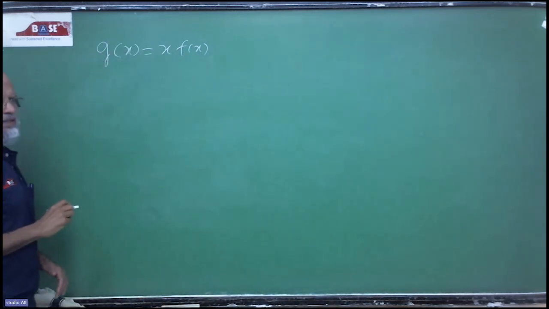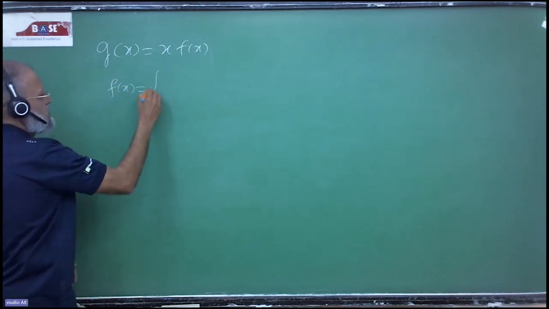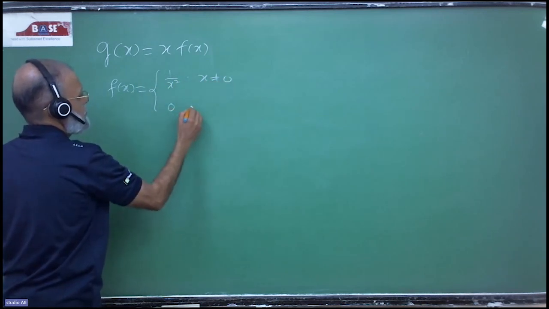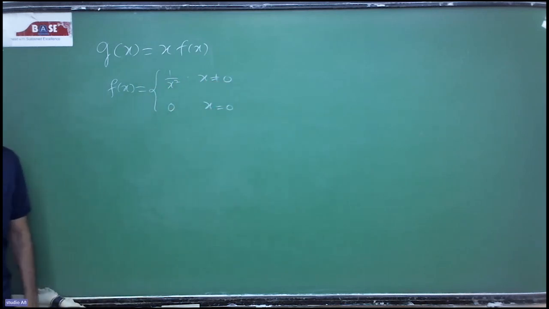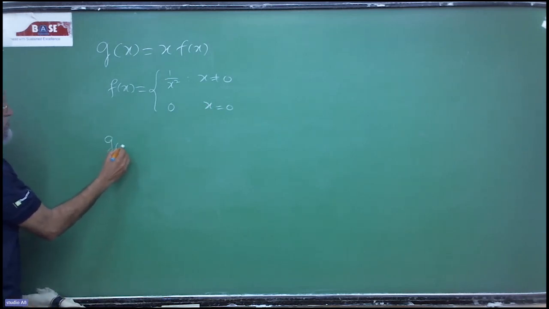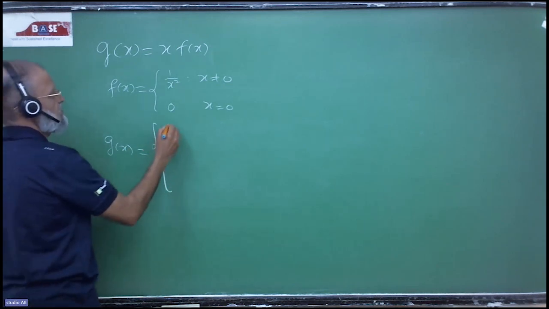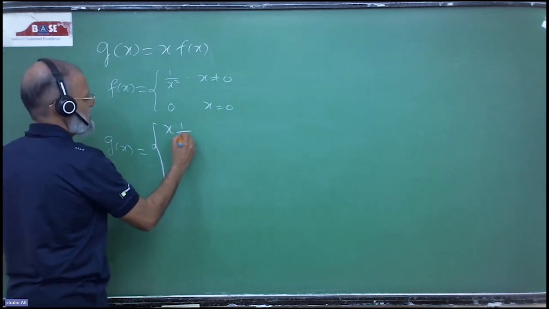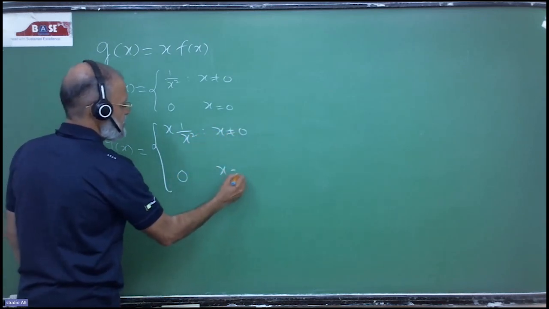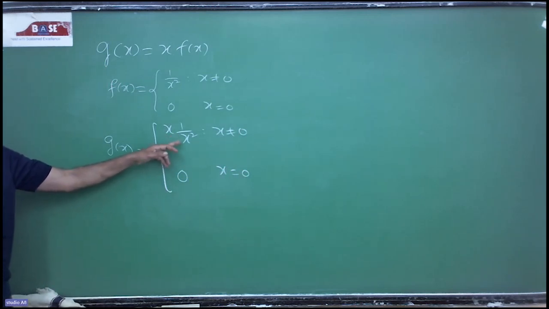So I will take this example. Suppose I take one example of f of x as 1 by x square when x is not equal to 0, and 0 when x is equal to 0. Then g of x will become x into 1 by x square when x is not equal to 0 and 0 when x is equal to 0. If you simplify this, it is very clear that this is nothing but 1 by x.